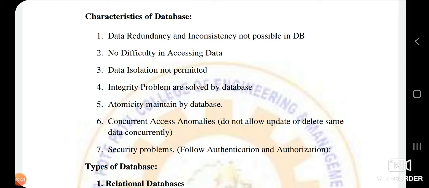So we have seen the normal forms, 1NF, 2NF, 3NF, 4NF, BCNF, 5NF, and 6NF. These are the different normal forms. So the data has to be atomic, that means the attributes must not be breakable further, and all those things. Security problem, that is authentication and authorization.